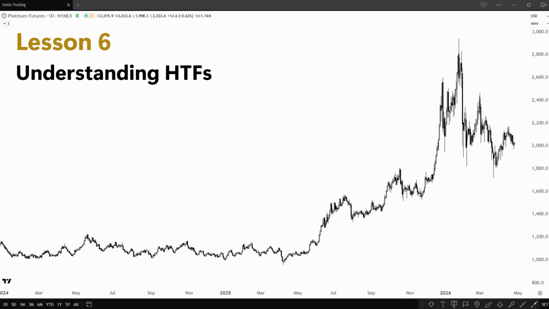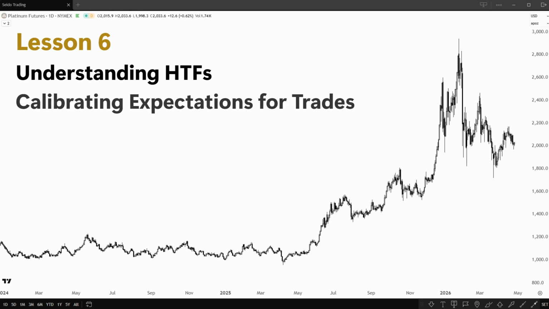You now understand what higher time frame context is, how to read it, and why it shapes your expectations for each individual trade. The habit of checking the higher time frame before you look for an entry is one of the most valuable things you can build at this stage of your development.